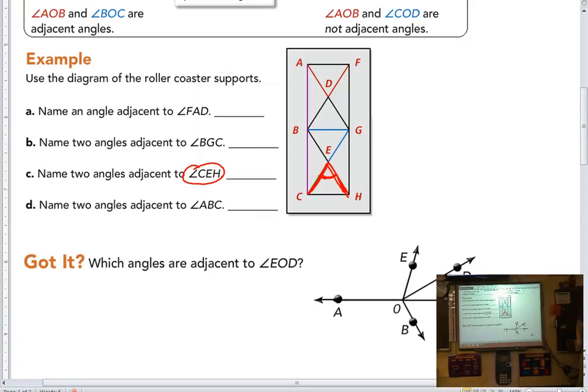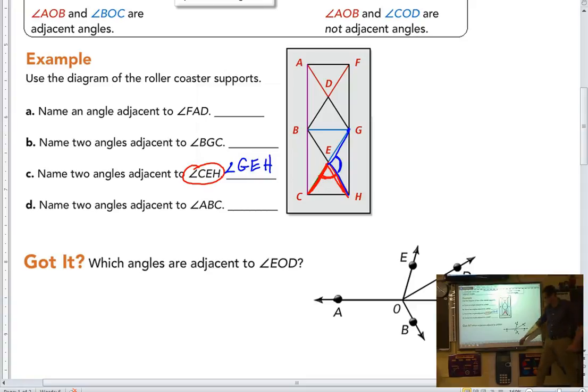All right. Mr. Braun, give me one angle adjacent to my red angle there. GEH starts at G, uses vertex E, goes down to H, it lives right here. That is adjacent. Correct. GEH, or you could have called it HEG, but those are the only two ways to name that.